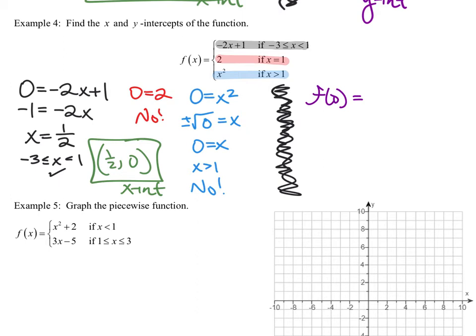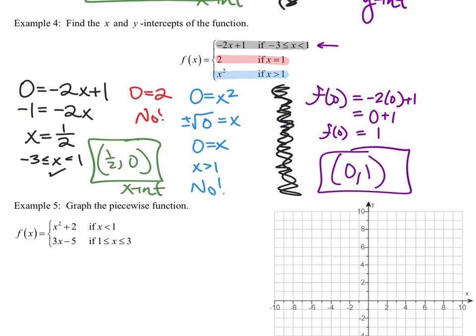For my y-intercept, I would just plug in 0, but I have to make sure I plug it in to the interval where it exists, which is, again, this top one between -3 and 1. That's where 0 is. So I'm going to be plugging in 0. This would be 0 plus 1 or 1. So we have a y-intercept at the coordinate point 0, 1. That's my y-intercept.